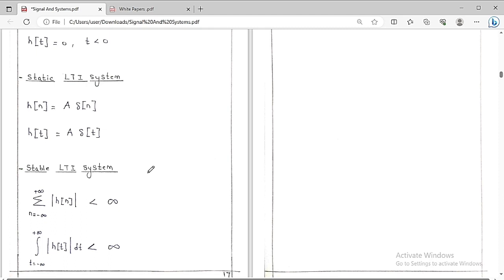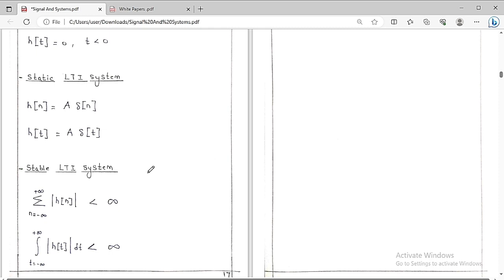So how do we define stability in terms of the impulse response? When the sum over n from minus infinity to plus infinity of mod of h of n is less than infinity, or the integral from t equal to minus infinity to plus infinity of mod of h of t dt is less than infinity, then the system is said to be stable. First find the modulus of h of t or h of n and find the area under that signal. If you get a finite area, then it is a stable system. If you get an infinite area, then it is an unstable system.